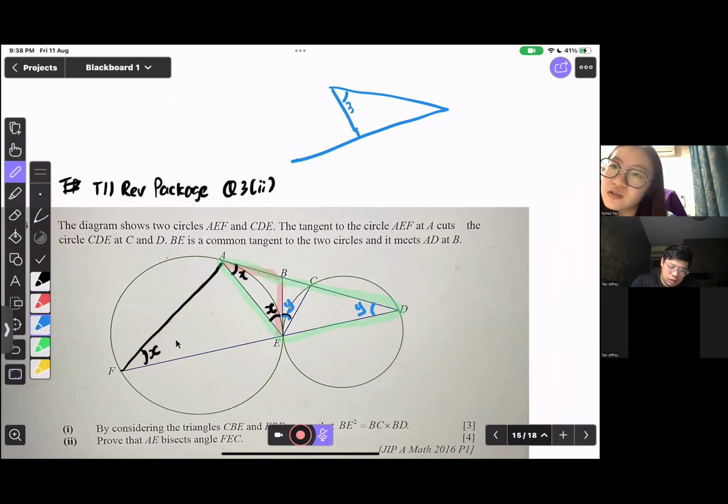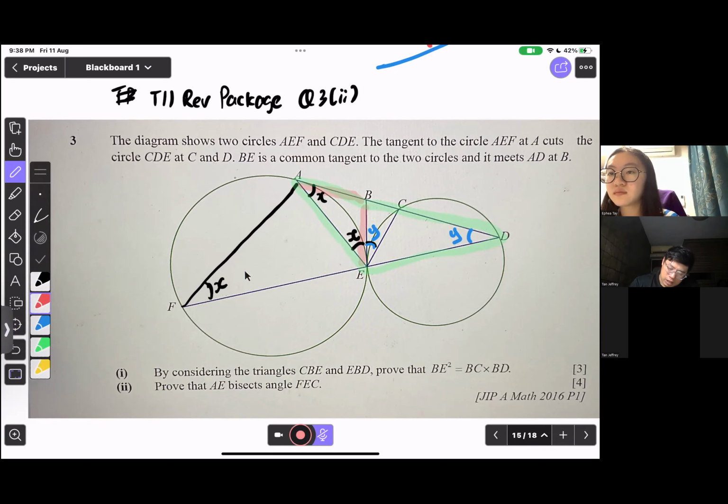Okay, here we go. If this is 30 degrees, this is 70 degrees. What angle is this? This is the slipper, remember? Exterior angle. Okay, good. Now you tell me, what angle is this? x plus y. Correct. This is x plus y, and this is x plus y. Since the two angles are the same, it bisects. AE bisects FEC.